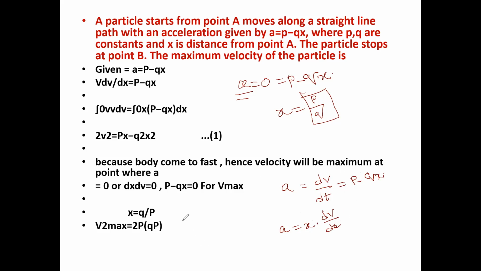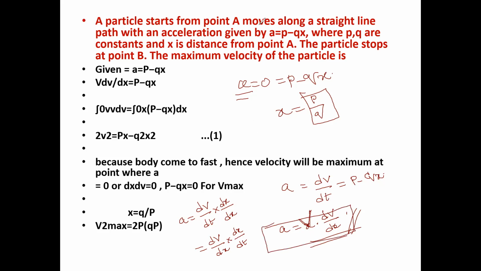Simple. Acceleration is equal to dv by dt. We multiply and divide with the dx. So you get dv by dx into dx by dt. Right. So dx by dt is nothing but v. Sorry, acceleration is v into dv by dx, not x into dv by dx. So acceleration is dv by dt or v into dv by dx.